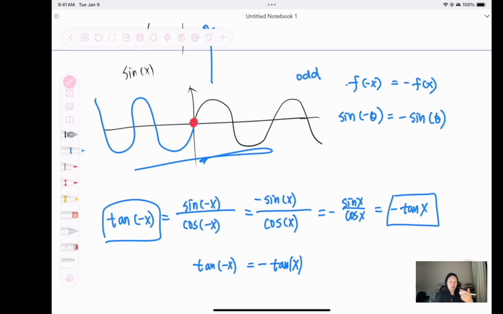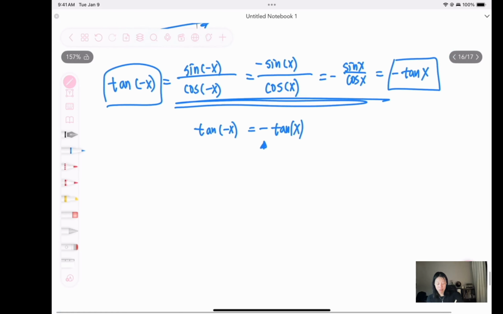So to memorize tangent, you don't need to memorize the whole thing, how you come from here to there. I just remember that a positive number times a negative number gives you a negative number. So that's why you end up with a negative number, negative tangent x.